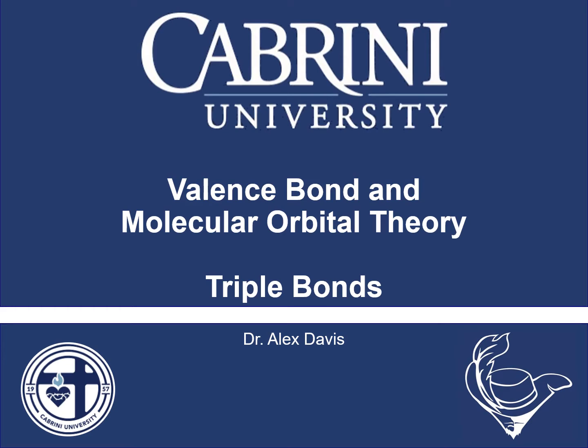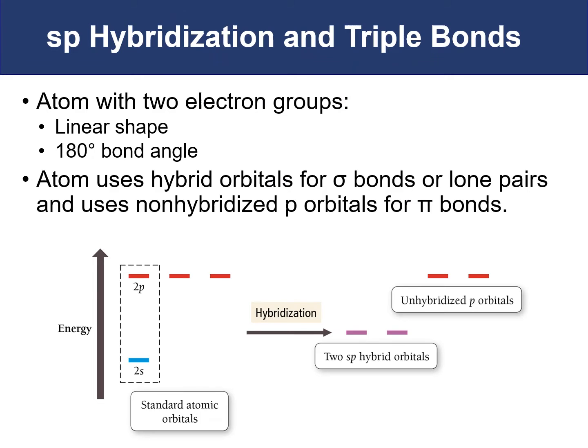In this video, we will be talking about triple bonds and the sp hybridized orbitals. Atoms with two electron groups belong to the family called the linear shape. The bond angles for linear shaped molecules are 180 degrees because they fall along a line.